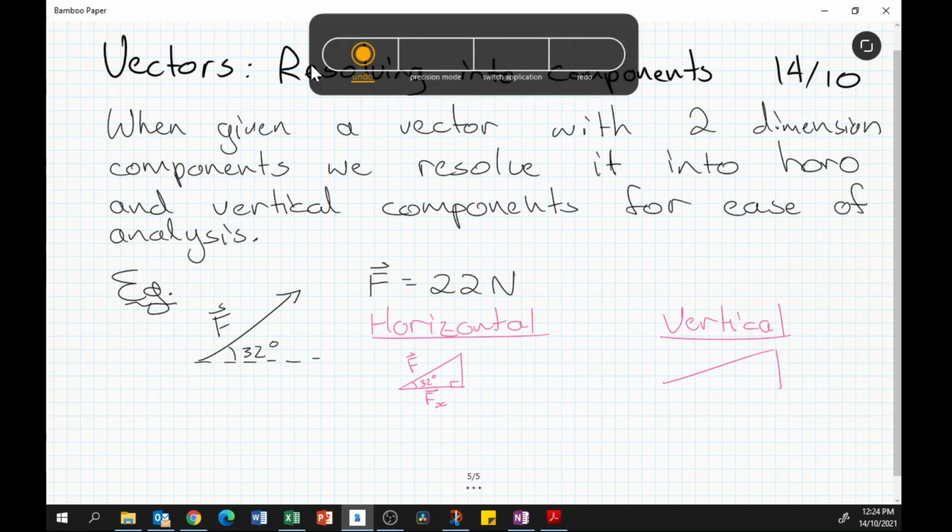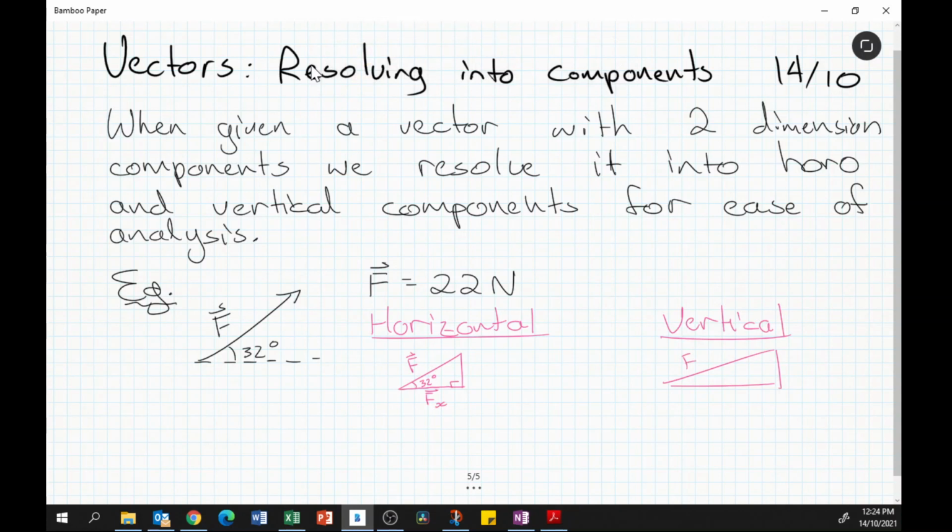Same triangle, and hopefully on your diagram it actually looks the same rather than my diagram where it doesn't. But anyway, 32 degrees again. Only difference is, instead of looking at that horizontal component, we're looking at our Fy, our F vertical. Right, logical setup for our problem, resolving into components. Let's break the problem up into our components.